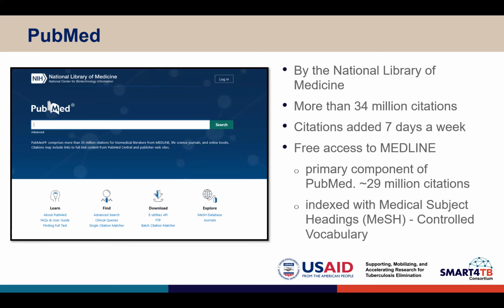There is free access to Medline. And Medline is the primary component of PubMed, which constitutes around 29 million citations. Now you'll notice there's 34 million and there's 29 million citations. That 5 million difference, those 5 million citations are the ones that have not been indexed yet to be in Medline. And Medline are those articles that have been indexed by a human indexer and have been assigned medical subject headings, the controlled vocabulary MeSH.